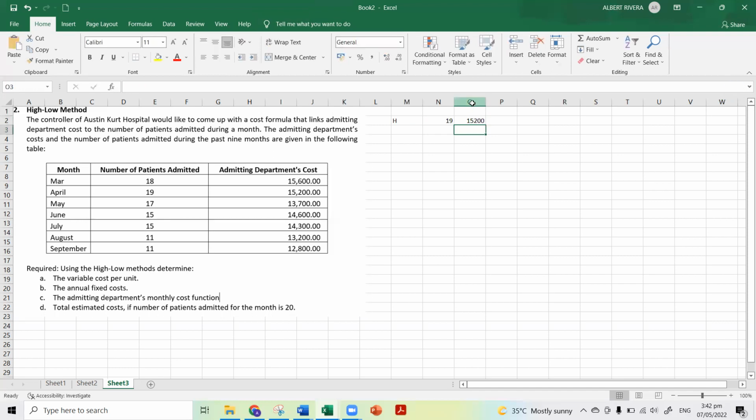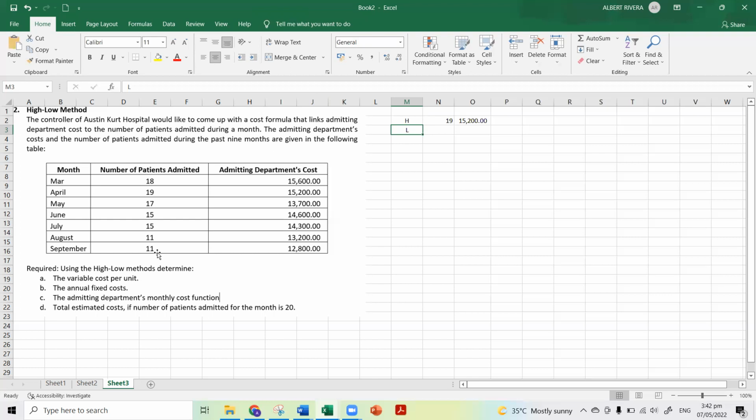Okay? Next. After getting the highest level of activity with its corresponding cost, look for the lowest level of activity. Kaya nga siya tinawag na high-low. The lowest level of activity ay 11. Sir, dalawa ang 11 eh. Okay, 11 din si August.